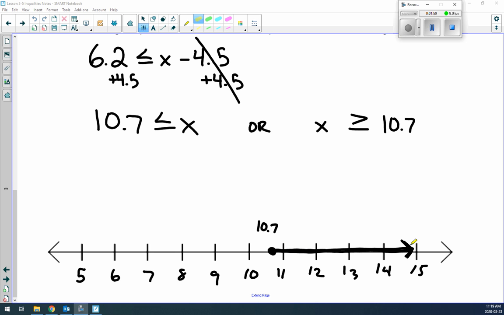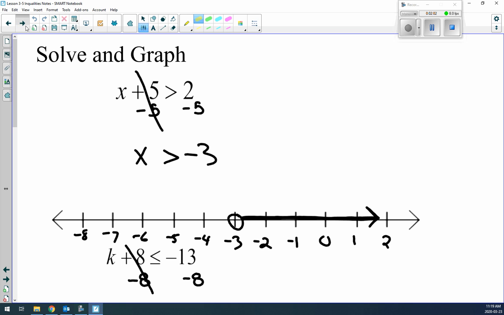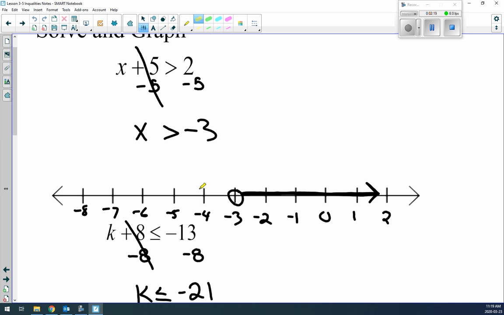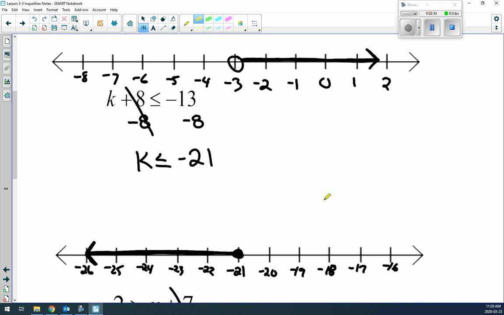Okay, so let's flip the page, and let's look at solve and graph. There's a bunch of these now. So the first one, x plus 5 is greater than 2. So what we want to do is get x by itself. So to do that, we subtract 5 from both sides. So subtract 5, those cancel. 2 minus 5 is negative 3. Okay, you can check your answer by plugging it back in. So then let's put it on a number line. So we have negatives over here going towards 0, and then all the positives. So x is greater than negative 3. It's an open circle at negative 3 because it does not include that point, and it's everything to the right of that one.